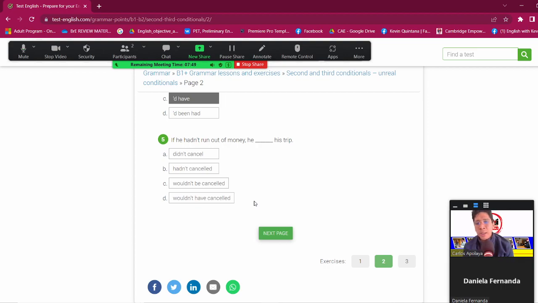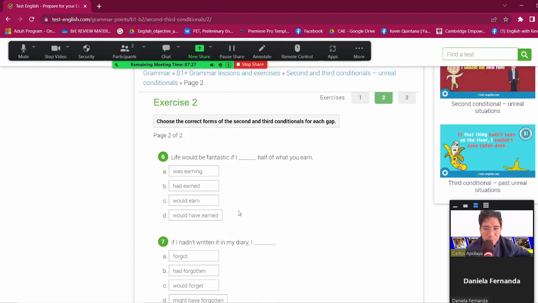Okay. Yes. Number 5. If he hadn't run out of money, he wouldn't have canceled. Yes. Si él no se hubiese quedado sin dinero, él no habría cancelado. Nos quedan 5 más.